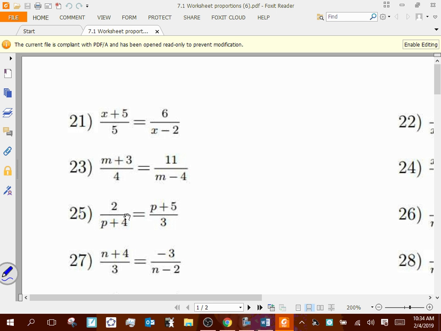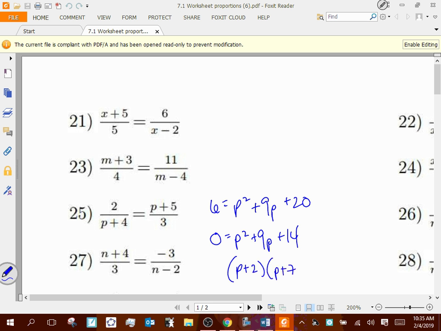Yeah. 25. So now it's 2 times 3 would be 6. P times p is p squared. I'd have 4 times p is 4p. 5 times p is 5p, so it's going to give me 9 p's. And then 4 times 5 is 20. Subtract 6 from both sides. P squared plus 9p plus 14 then. So that's 2 and 7. They multiply together to give me 14, add to give me 9. So I get p plus 2, p plus 7. So p equals negative 2, and p equals negative 7.